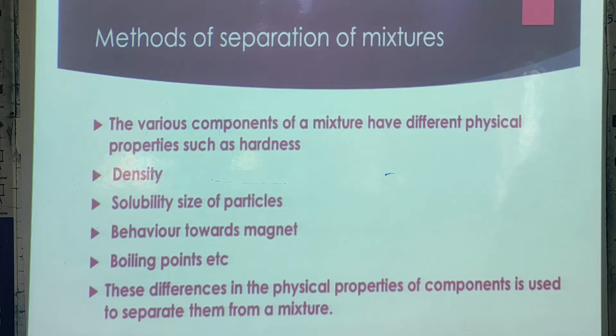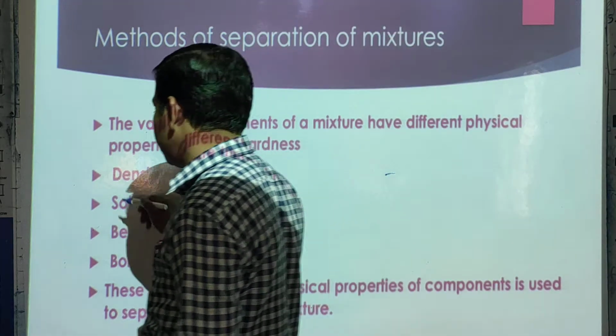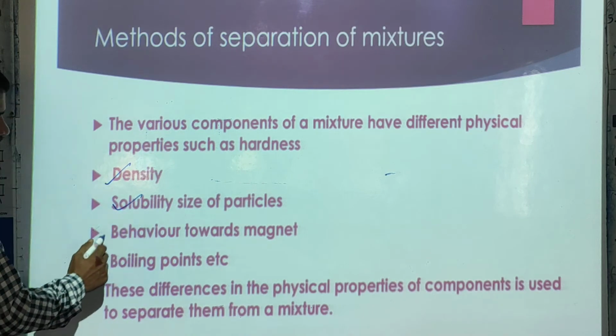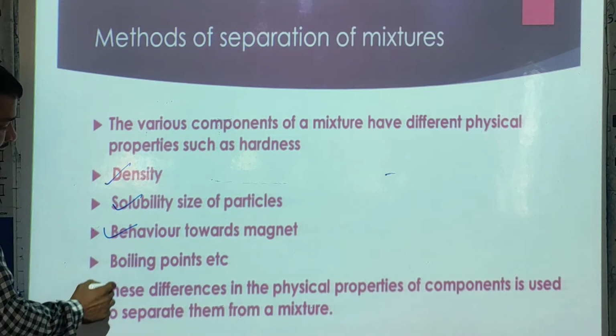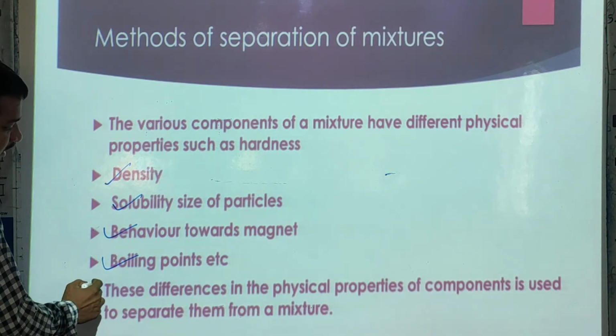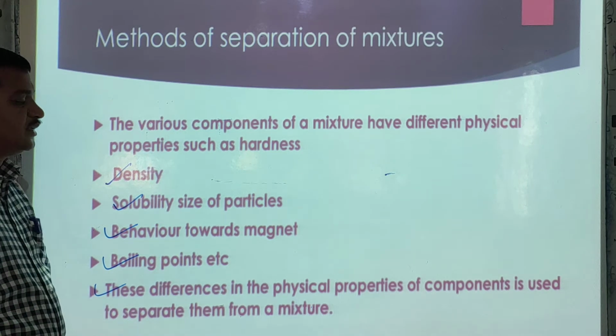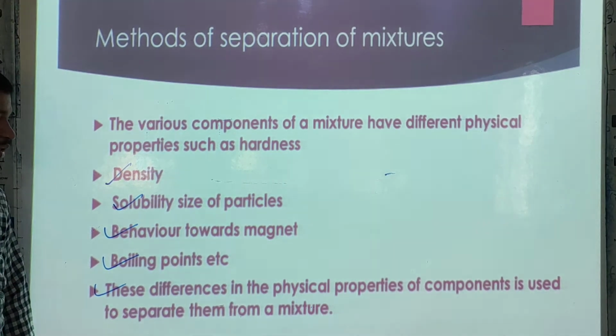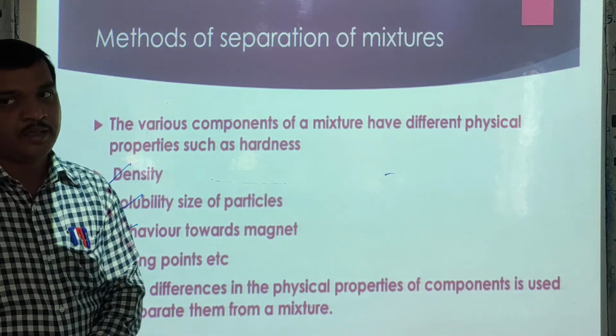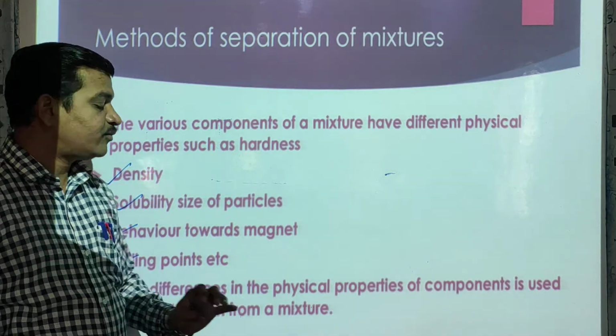The various components of a mixture have different physical properties such as hardness, density, solubility, behavior towards a magnet, boiling point, and these differences in physical properties of components are used to separate them from a mixture.